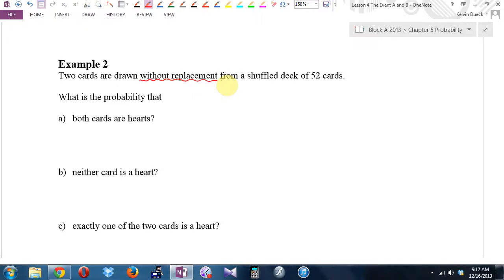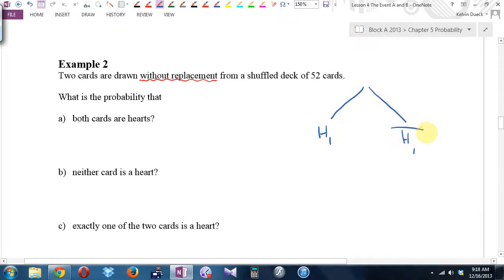Here's my tree. I'm going to go like this. H1, that'll be a heart on the first card. Not H1, that'll be you didn't get a heart on the first card. What would be a good way to write a heart on the second card? H what? H2? Not H2. H2. Not H2.